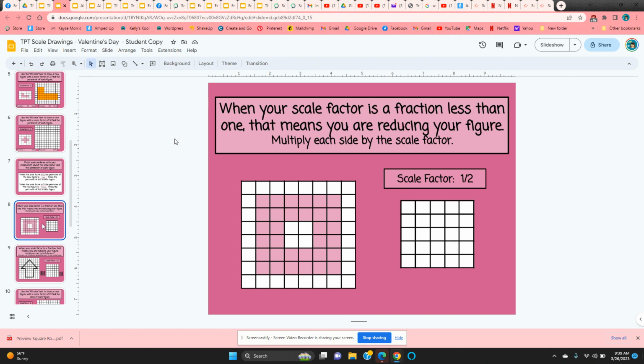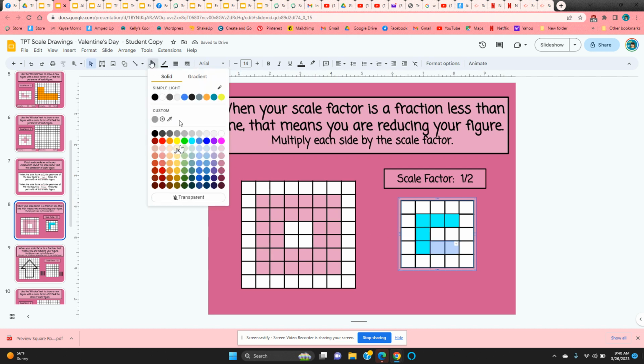Now we're going to be looking at scale factors that are fractions less than 1. So what happens when the scale factor is a fraction less than 1, our figure is going to be smaller. So in this case, they're going to take each one of these sides, center measurement also, and they're going to multiply times 1/2 or divide by 2. So they're going to get a smaller figure here. And because they don't want to color in that center square, it might take them a little bit longer.